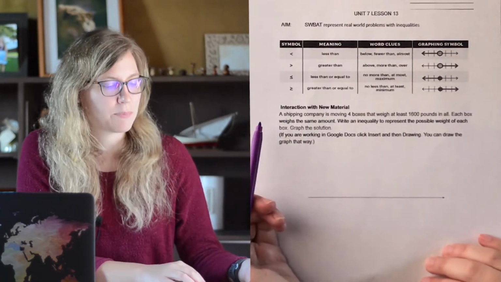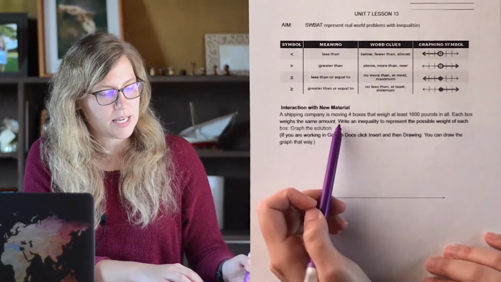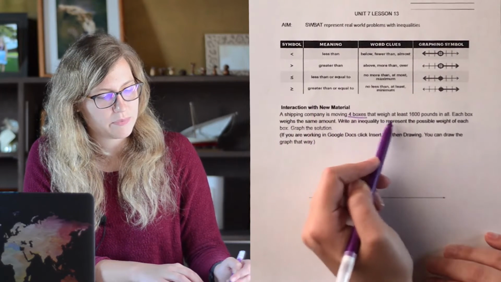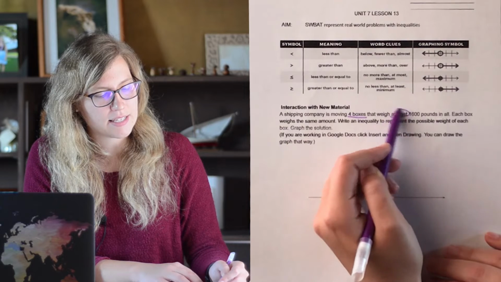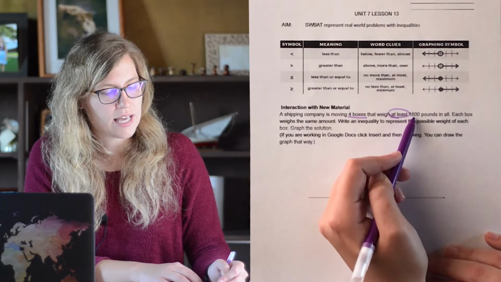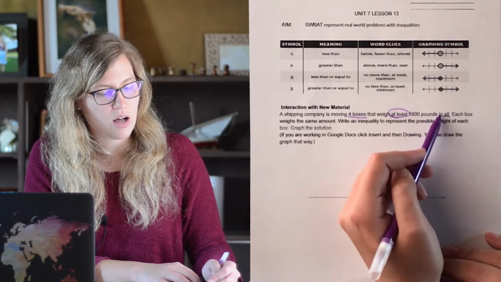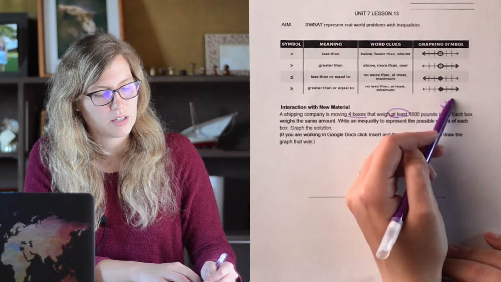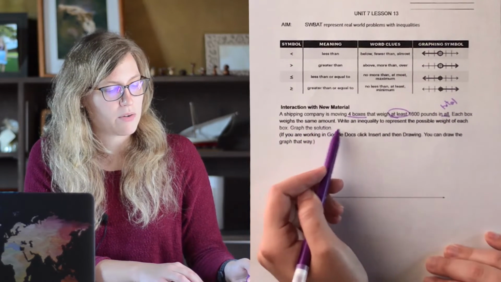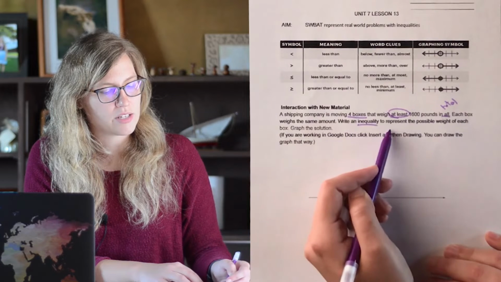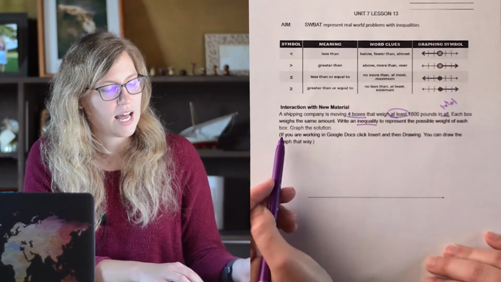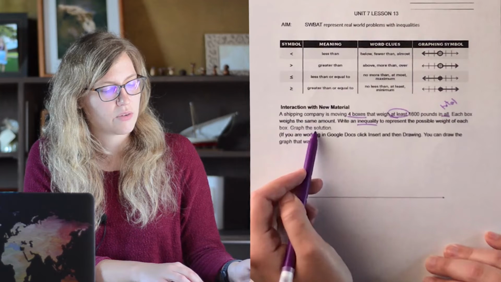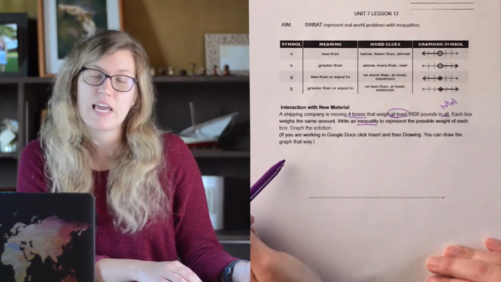All right, let's practice. A shipping company is moving 4 boxes that weigh at least 1,600 pounds in all, or total. Each box weighs the same amount. Write an inequality to represent the possible weight of each box. Then graph the solution.